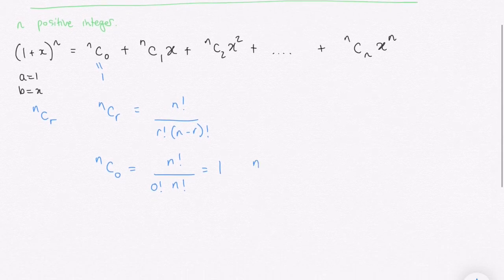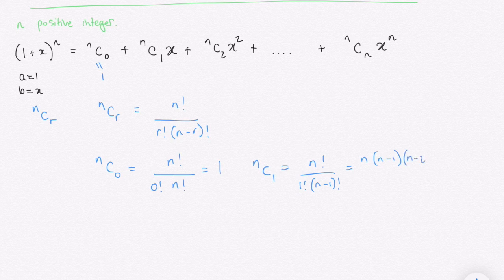What about n choose 1? Well, n choose 1 is equal to n factorial over 1 factorial times (n minus 1) factorial. That is n multiplied by n minus 1 multiplied by n minus 2, all the way down to times 1. 1 factorial is 1, so this is divided by n minus 1 times n minus 2, and so on. So we can see that all these factors cancel. So n choose 1 is just equal to n.